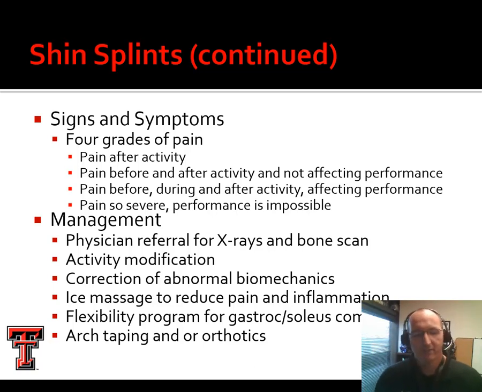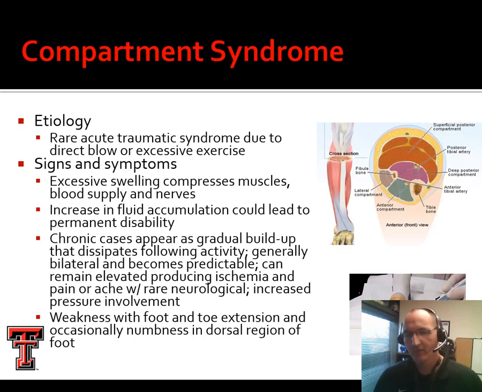We're going to manage this much the same way, with an x-ray or a bone scan if needed. Correction of the abnormal biomechanics, usually an orthotic, is going to be beneficial here. A flexibility program to increase the mobility of the gastrocsoleus is helpful, and then arch taping can be beneficial too.